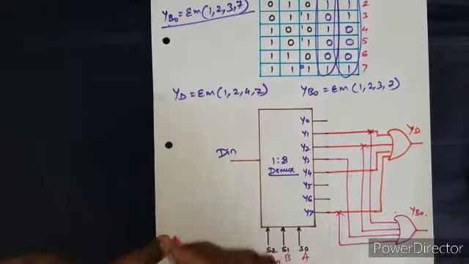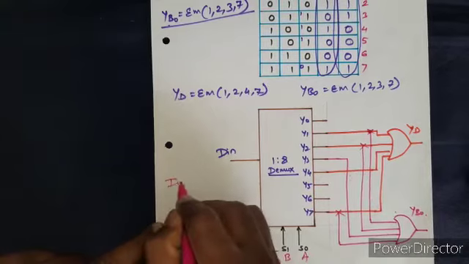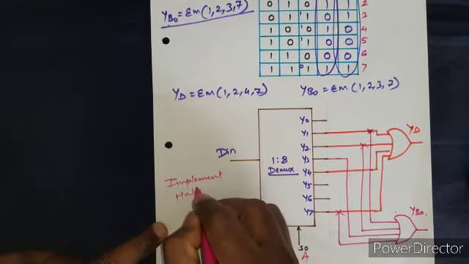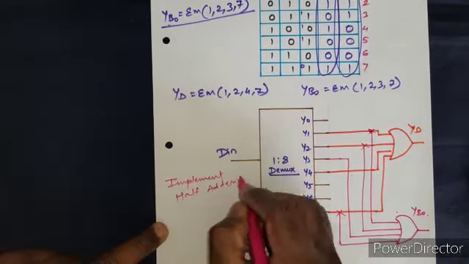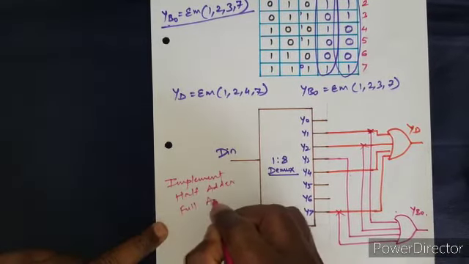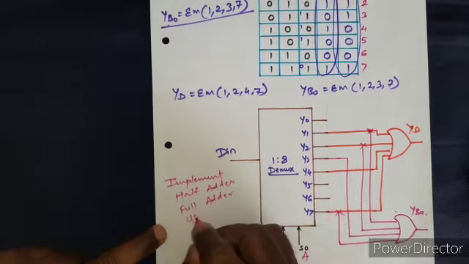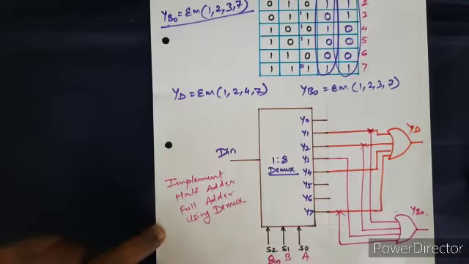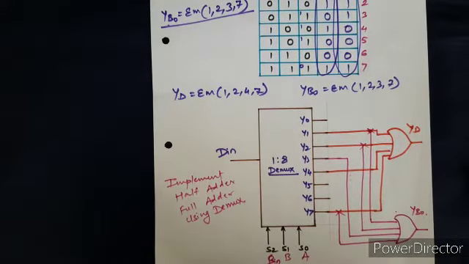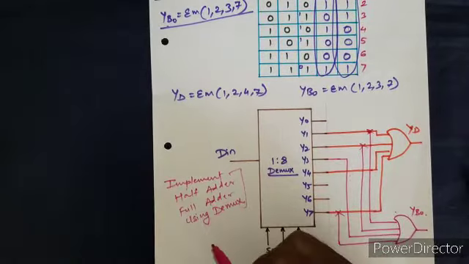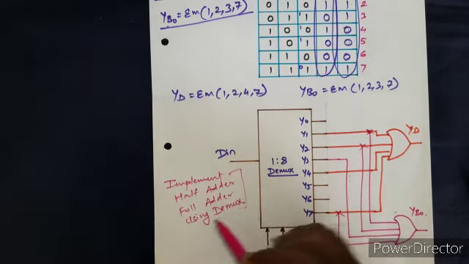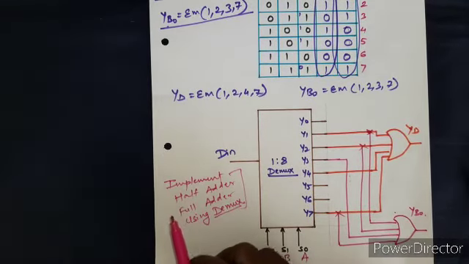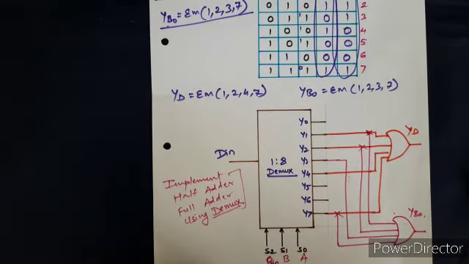Similarly, you can try to implement, say, half adder and full adder using DEMUX. You can try these two combinational circuits with help of DEMUX, right? So this is all about demultiplexer.